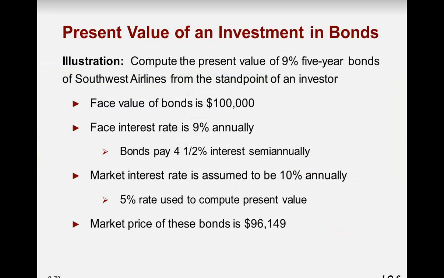So the face value of the bonds is $100,000. The face interest is 9%. The bond pays 4.5% interest semi-annually. 4.5 plus 4.5 is 9%. So the market rate of interest is assumed to be 10% annually. That means a 5% rate is used to compute the present value, again, because they pay interest semi-annually. And the market price of these bonds is $96,149. How do we get the $96,149?